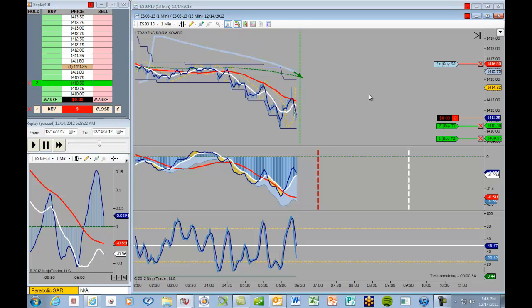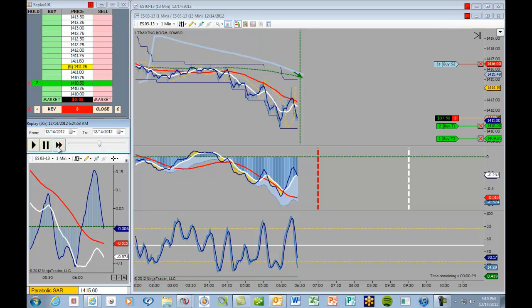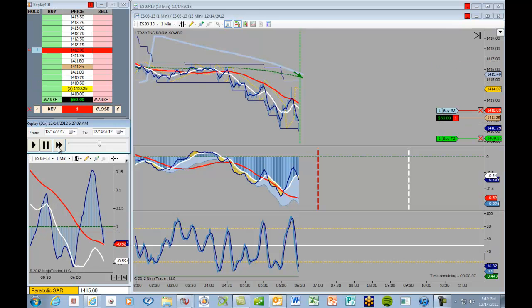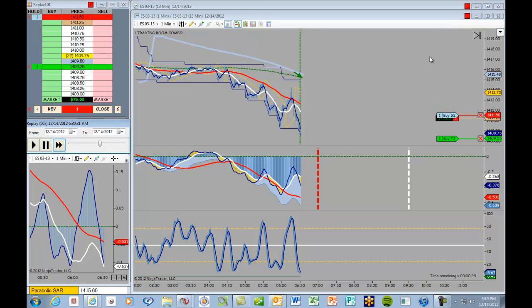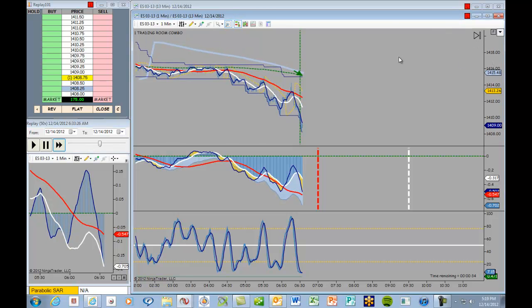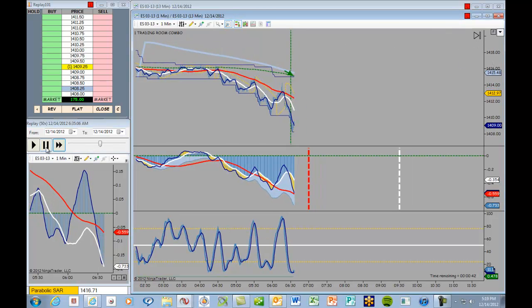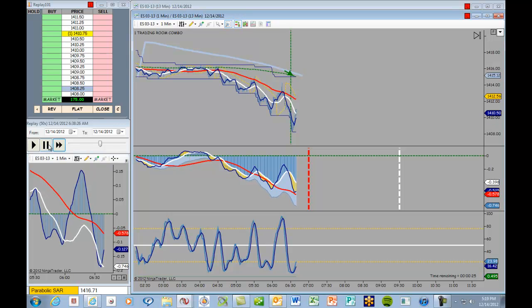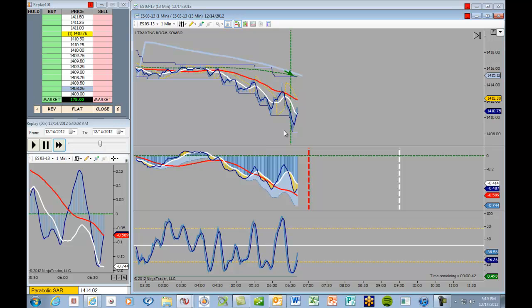All right, so we've got our trade entered. Let's go ahead and start the data again. Oh, and there's our 2 targets. That's what we like to see. You'll notice the market didn't go too much further than that before turning around.